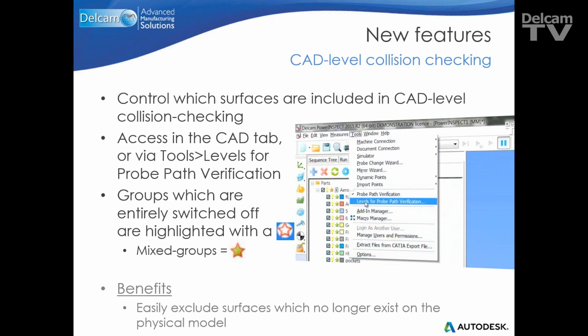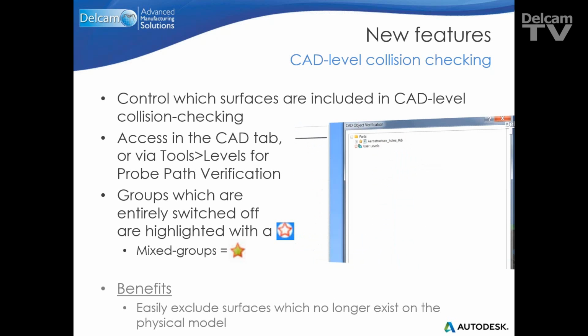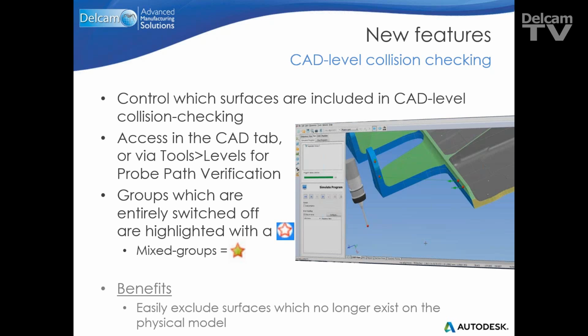As shown on screen, we can also change collision checking for individual levels by clicking on Tools and Levels for probe path verification. Okay, so you can clearly see the benefits there of being able to toggle off individual levels for collision checking.